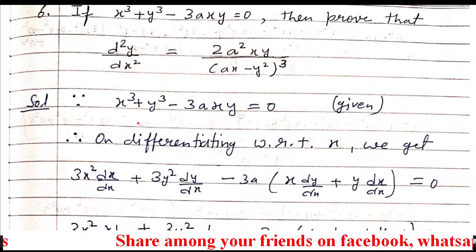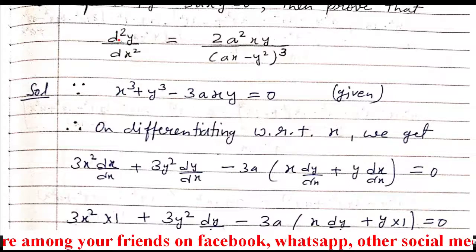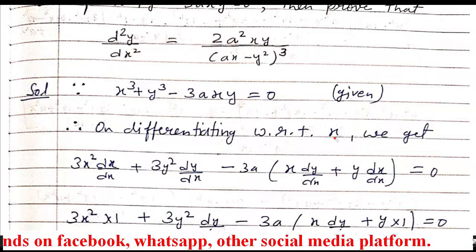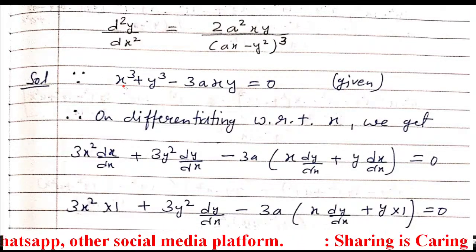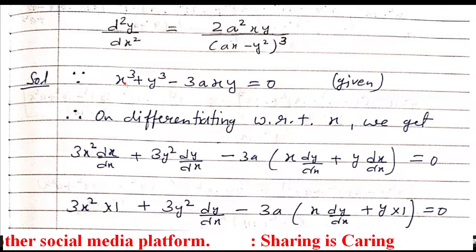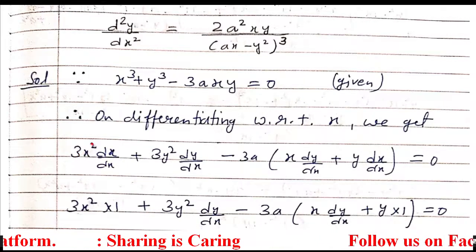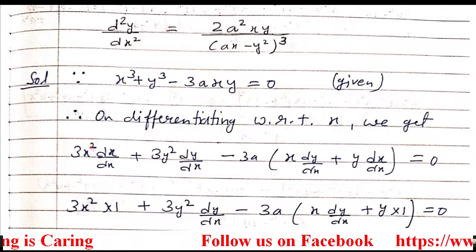First I wrote here the given equation, and we will differentiate it with respect to x because we have to find out the second order derivative. So when we differentiate here, x cube is there. The differentiation of x cube with respect to x, you have to use the x^n formula, that is n x^(n-1). So what is n here? 3. That's why 3x^(n-1), that means 3 minus 1 is 2.